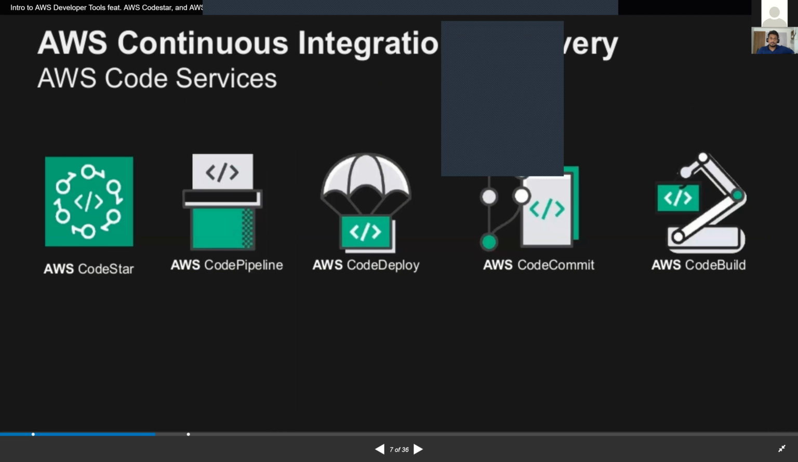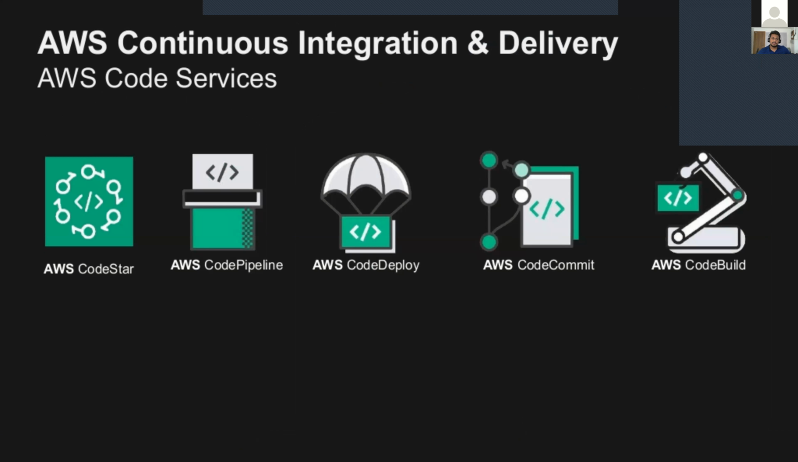So here is AWS continuous integration and delivery. We build applications with the help of CodeStar. When it comes to integration and delivery, the next thing that comes to mind is CodePipeline, which is a batch-based release of the application, and CodeDeploy. Once the integration is done, you have to deliver it, so you have to make it live. This is where AWS CodeDeploy helps you.